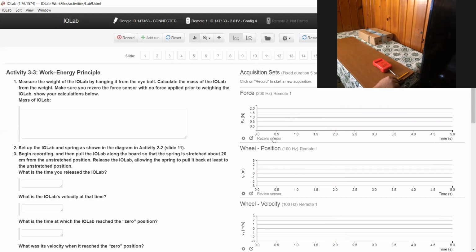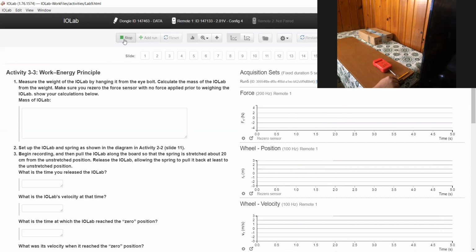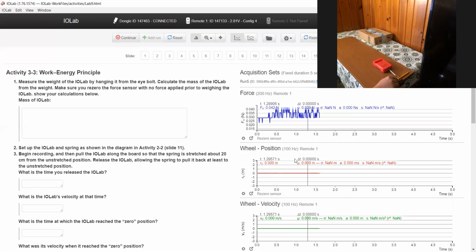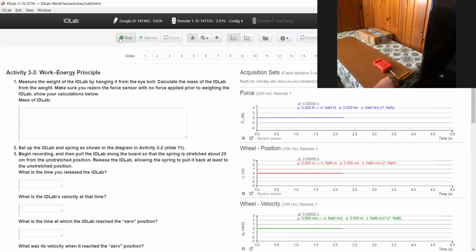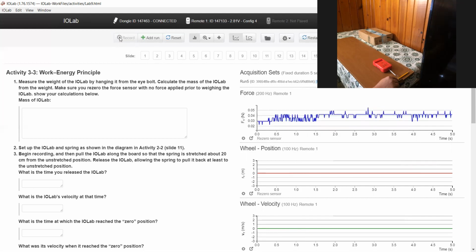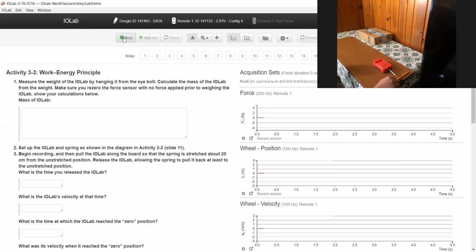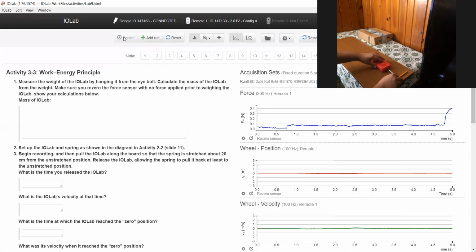Zero the sensor with nothing pulling on it. You may confirm the record is zero. Then zero the sensor, let it finish, and I can move it. Okay, and then as it has been said here, let's do the experiment. They want us to record around 20 centimeter. Leave it. Okay, let's do it this way. Let me record it. Let me pull. Sorry about that. I have to do it again.